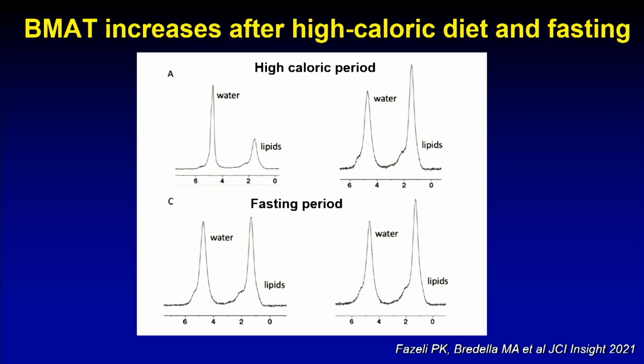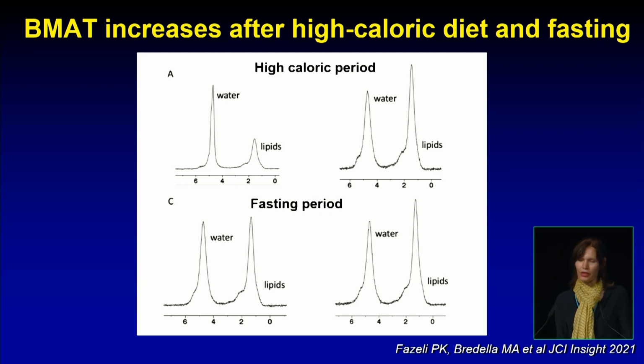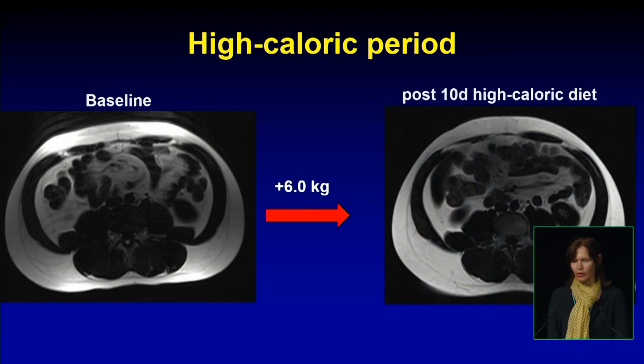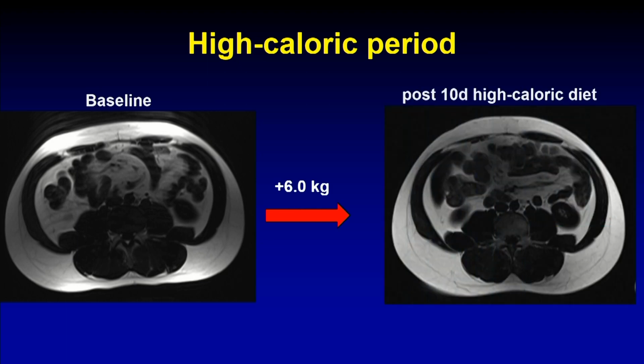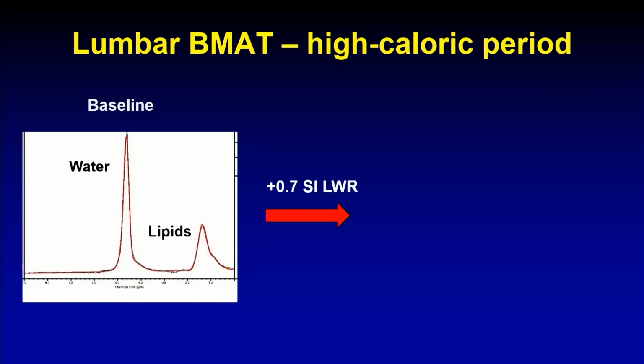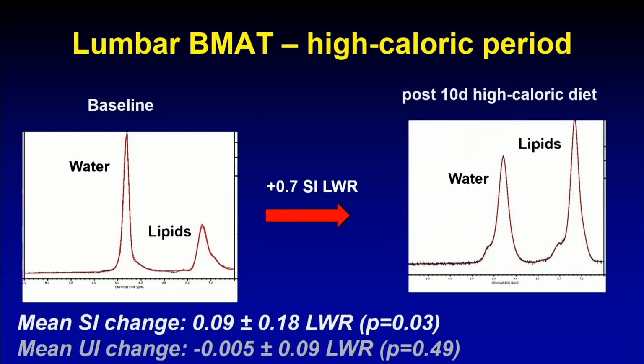This is just an example. Here you see one subject where you have the marrow on the left before, and then after on the top right, after the high caloric period, and then on the bottom you see it before and after the fasting, where it goes up again. These are just some MR images, and this is an axial image of the abdomen at baseline. This is someone who gained 6 kilograms during the high caloric period, and here is just the mean of everyone, and then you see the marrow fat, how it goes up.